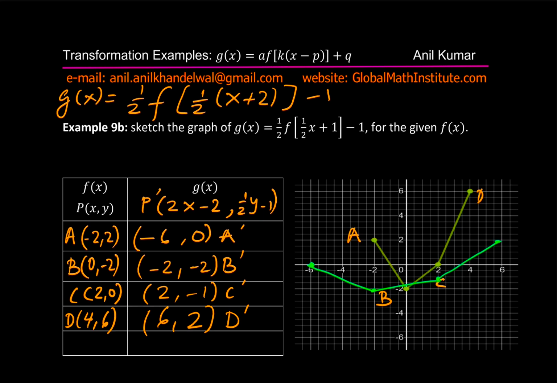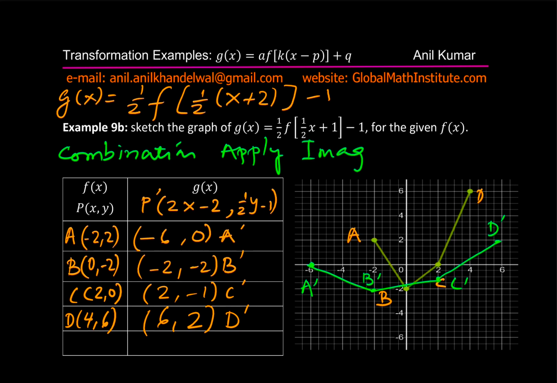That's it. So these are your image points A dash, B dash, C dash, and D dash. And that is how you're going to sketch it. So whenever we have more than one transformation, a combination, apply image points. Is that clear to you? So that is very important.